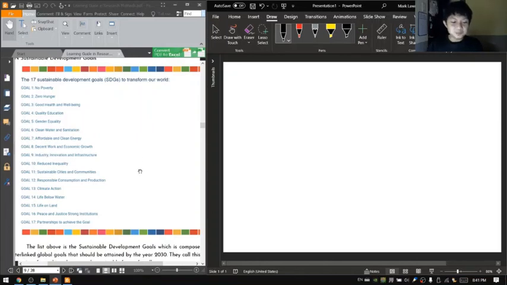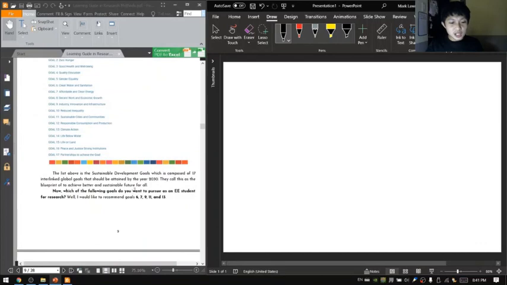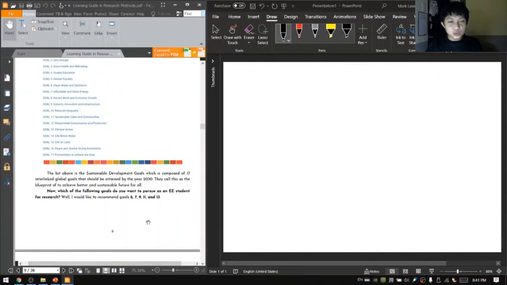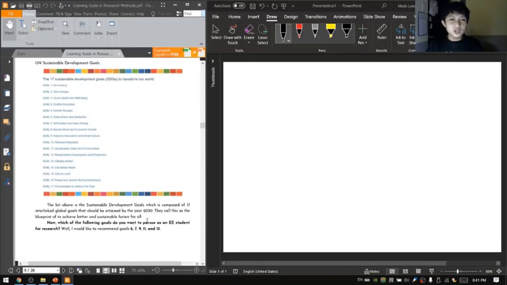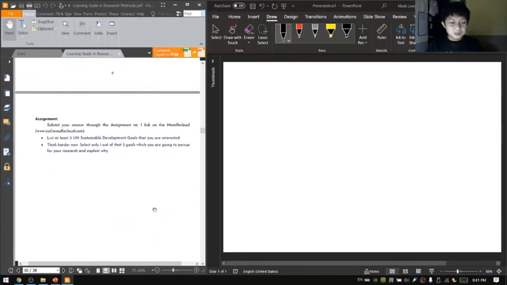That's it. Okay. So the list above is the Sustainable Development Goals, which is composed of 17 interlinked global goals that should be attained by the year 2030. Sana nga maabot, no? Kasi 2021, we have 9 years to go. Okay, so I ask you to choose 3 and then choose 1 out of the 3. Okay, so mga sumagot ng poverty or zero hunger, hindi ko masisisi kasi tingin nyo siguro problem siya pero hindi naman talaga actually. Okay?